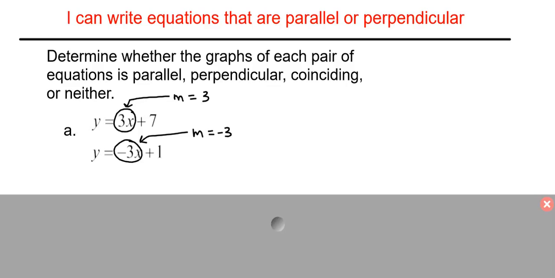And then we can just go through our checklist. If these lines are going to be parallel, they would have to have the exact same slope. That doesn't happen. One of them is 3, one of them is negative 3. They're not the same. Okay.